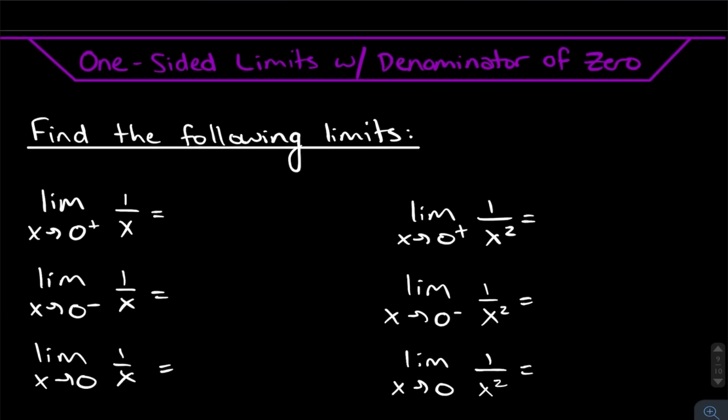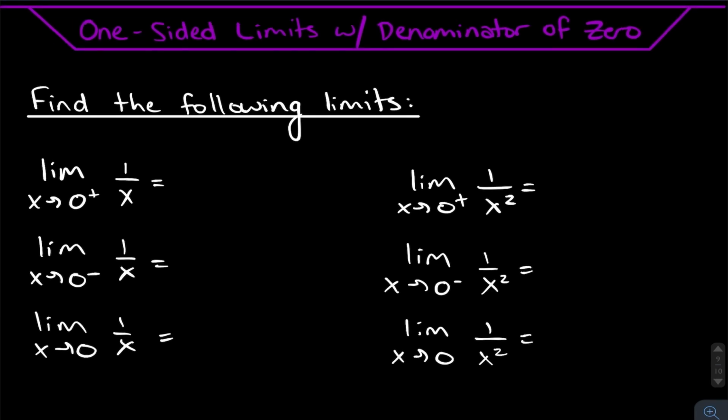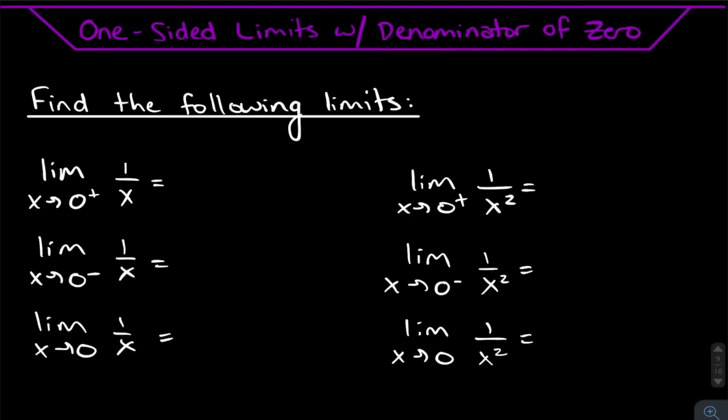Anywho, moving on to our last section here: one-sided limits with a denominator of 0. Okay, so now we're going to combine the denominator of 0 stuff from before, but now we'll do it with some one-sided limit stuff. And this should be a little bit easier because before we had to do all these test points and write our limits out with words. Now we have actual notation for it. So I'll make this quick and short and sweet here.